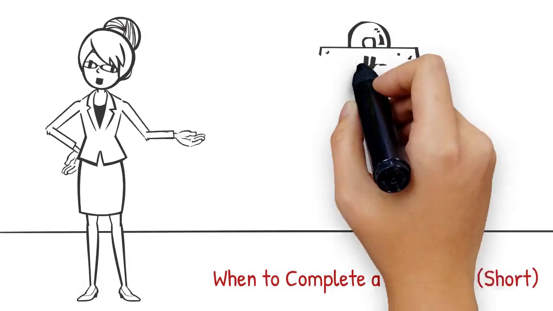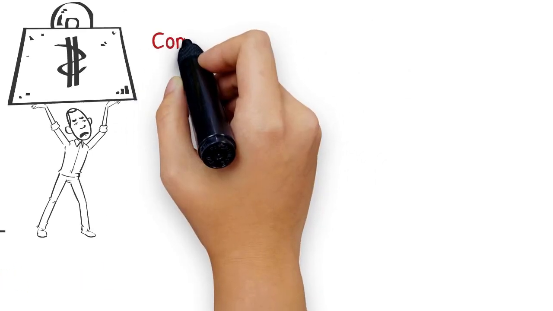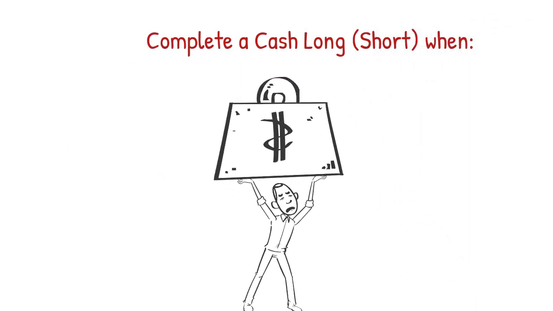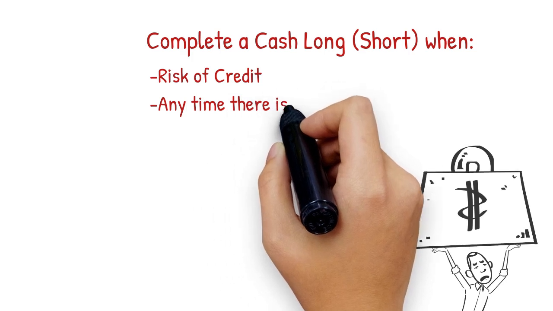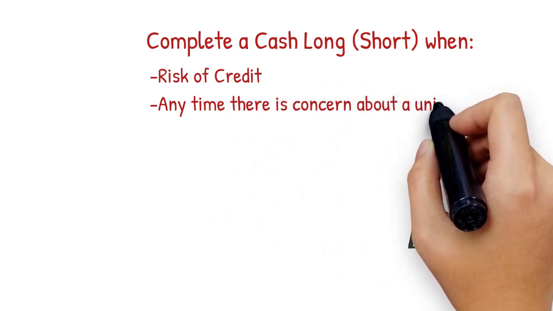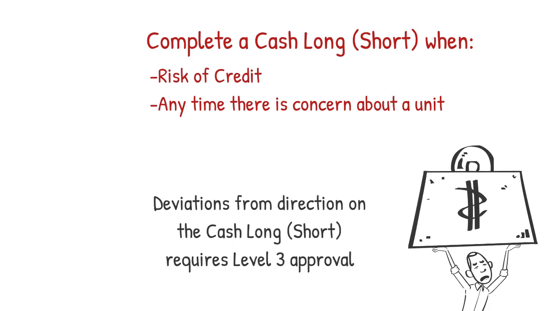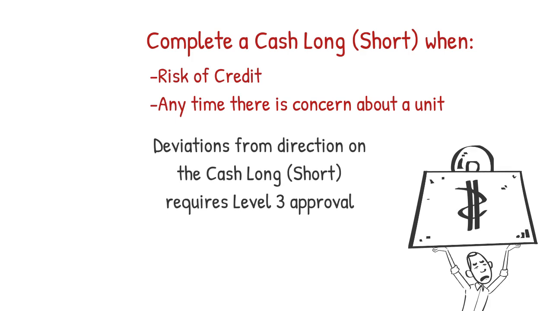When do you need to complete a cash long short? A cash long short analysis should be completed on borrowers PD8 or worse with operating loans. This requirement does not apply to scored operating loans. Borrowers who requested a significant additional advance during the growing season should also be considered. Note that deviations from this direction require level 3 or higher approval. This approval should be documented in Moody's or Empower.